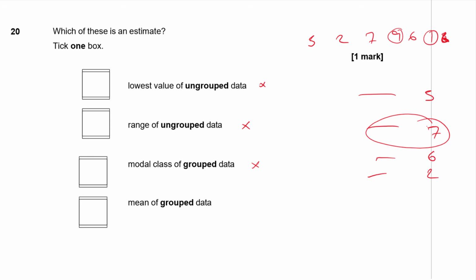The mean of grouped data, though, we do need to estimate, because if I had groups that are going from 0 to 5, 6 to 10, 11 to 15 and so on, then I'd have to estimate using the mid values of those. So I'd have to use 2.5 and 7.5 and so on. Because I'd be picking out the midpoints, it is the mean of grouped data that is definitely an estimate. The rest, no, they're not estimates.